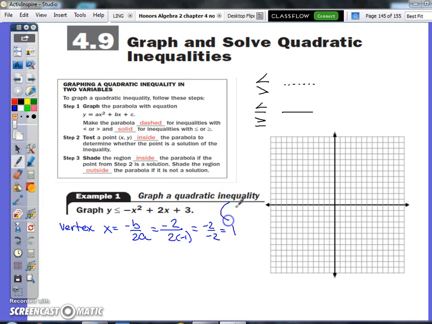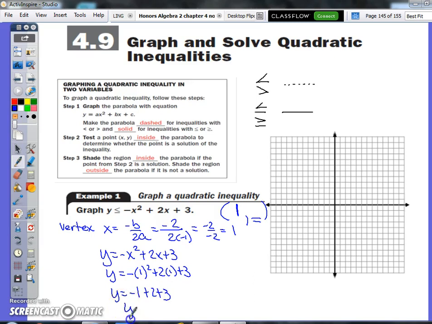So that means in my vertex, 1 is my x value, but I still have to find the y portion. To find the y portion, you assume y is equal to your standard form, negative x squared plus 2x plus 3, and you fill in y equals negative 1 squared plus 2 times 1 plus 3. This negative is on the outside, by the way, so it's y equals negative 1 plus 2 plus 3, which will give you 4. So that is the 4 of your vertex. So the vertex is 1, 4, and because this is negative, it's going to open down.